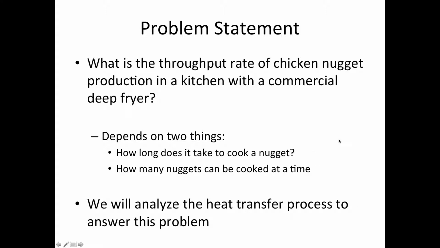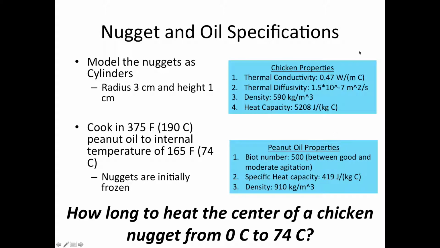cooked at a time. So what we really need to think about in this problem is what exactly is being cooked and how it's being cooked. So we need to think about our chicken and our oil. We're going to be using peanut oil, because it has a high smoke point and is neutral in flavor. We're cooking the nuggets to 165 Fahrenheit in 375 degree oil. We're modeling them as cylinders, and using the internet and actually published papers, I found these properties on both chicken and peanut oil. So that's everything we're going to need to solve this problem.